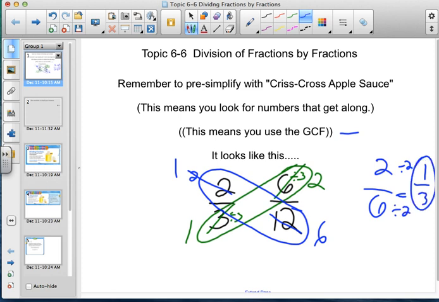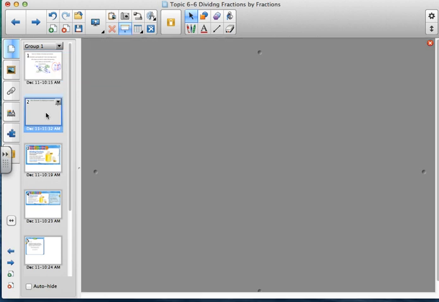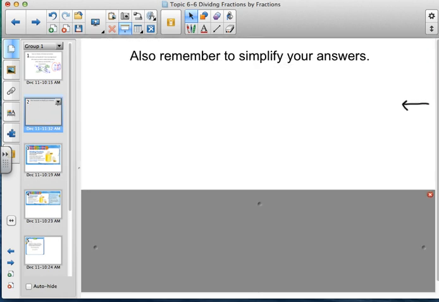So that's what we're striving for in 6th grade. Sometimes crisscross applesauce will work, and sometimes you'll have to simplify it another time. Yes, sir. We're going to get to that. If you don't know if you can simplify, we'll talk about that. That's part of the developing skills. Also, remember to simplify your answers.